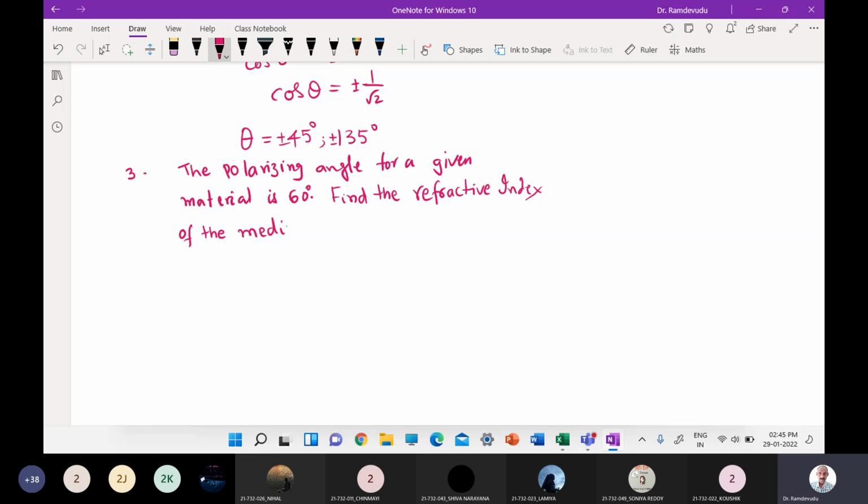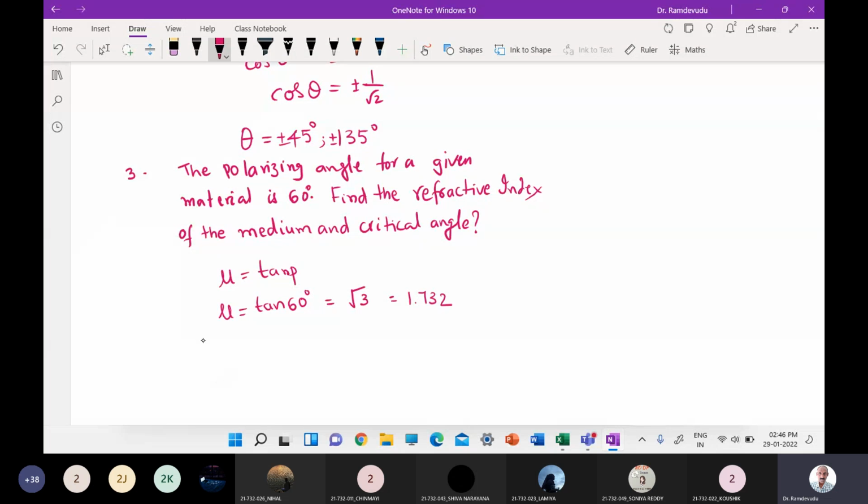Okay. So you know mu is equal to tan p from Brewster's law. So mu is equal to tan of 60 degrees. So how much do I get? Anyone? Root 3. Root 3, correct. So what is the root 3 value? 1.732. Yeah, 1.732, correct.